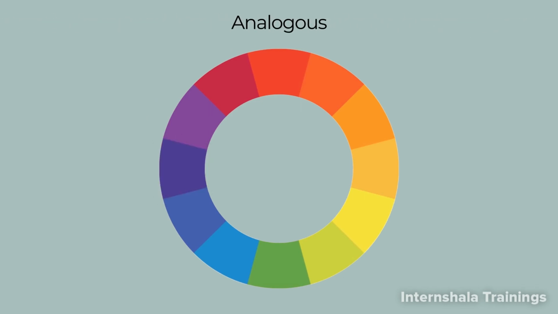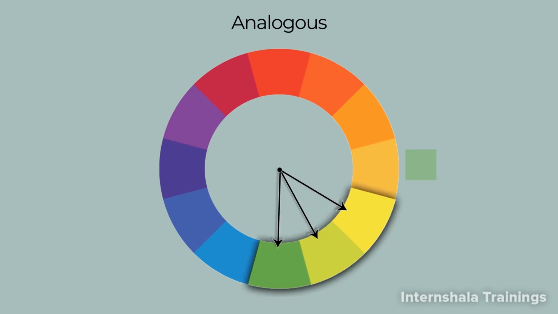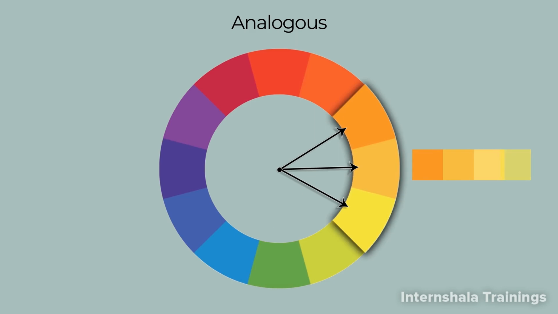Another basic color harmony rule is the analogous colors, in which colors that are side by side on a 12-part color wheel, such as yellow-green, yellow, and yellow-orange, are considered in harmony. Usually with this harmony, one of the three colors predominates.